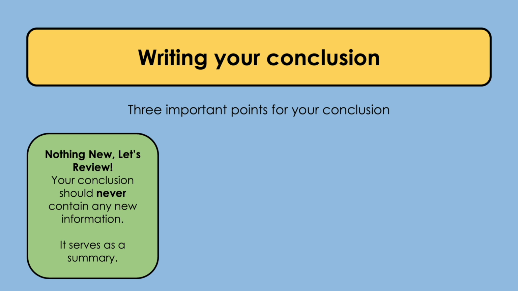Your conclusion serves as a summary. It is tying everything together. It's bringing everything to an end. It should never include anything new. And to be honest, that piece of advice goes across no matter what subject or discipline you're studying, whether it's history, politics, sociology, psychology, English language, English literature, law. Your conclusions should never, ever, ever contain anything new. It serves as a summary of the debate that you've had in your main body.